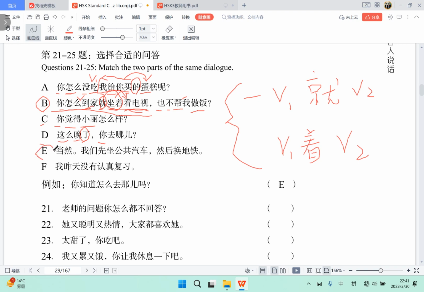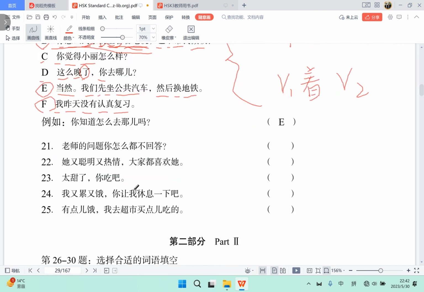And E, 当然, of course. 我们先坐公共汽车, so first we take the bus, 然后 then, 换 change to the 地铁, subway, metro, right? And F, 我昨天没有认真复习. So I yesterday didn't do the review carefully. I didn't review carefully yesterday.